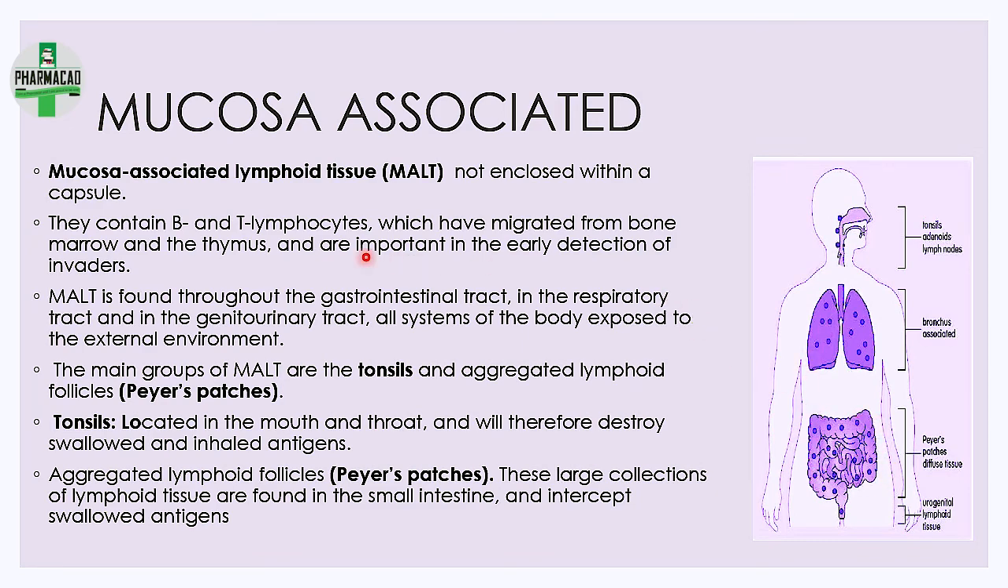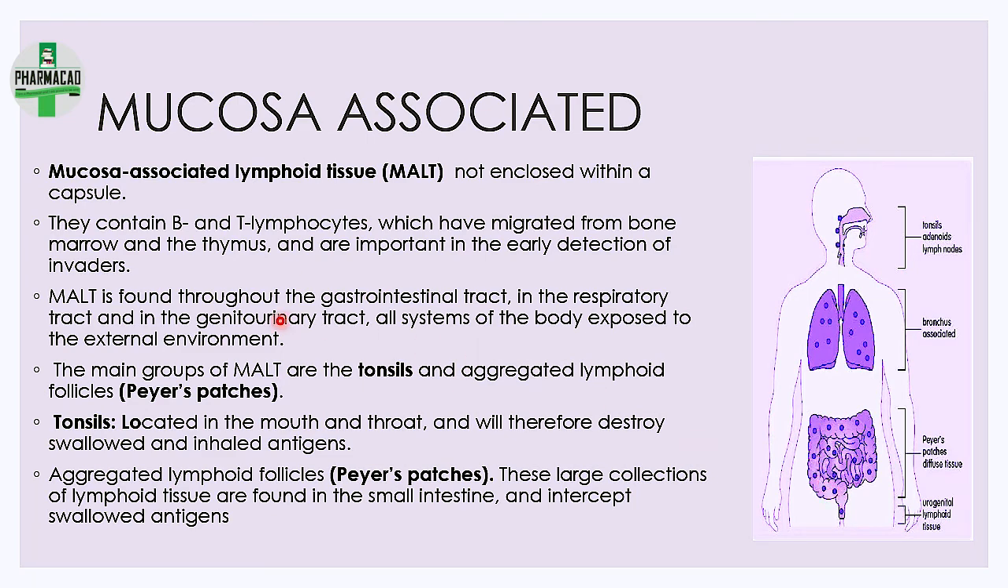They contain B and T lymphocytes which have migrated from bone marrow and the thymus. B वाला bone marrow से आता है and T वाला thymus से आएगा, and are important in early detection of invaders. Early detection करेगा मतलब let's say कि ये GIT में है, GIT वाले को Peyer's patches बोलते हैं. तो GIT का lymph जाएगा आगे वाले lymph node तक, उसके पहले ही Peyer's patches are going to be the first detectors of any bacteria that is present in the lymphatic vessels.